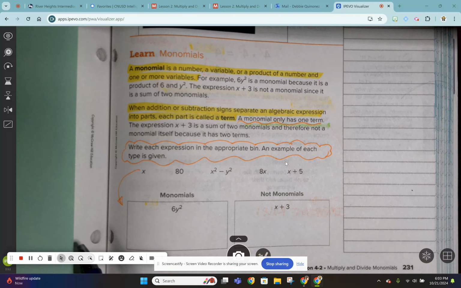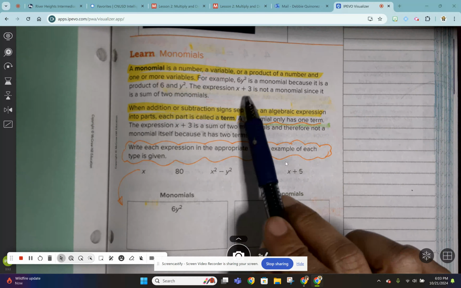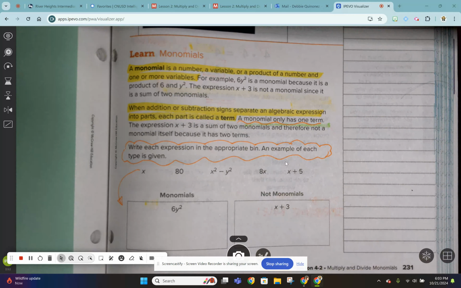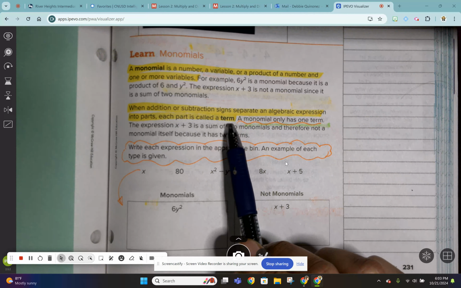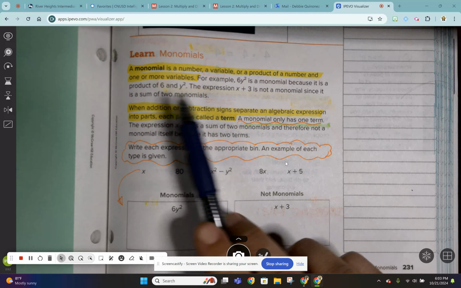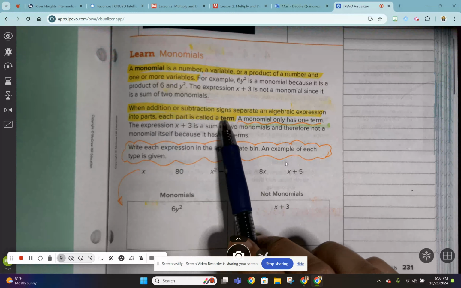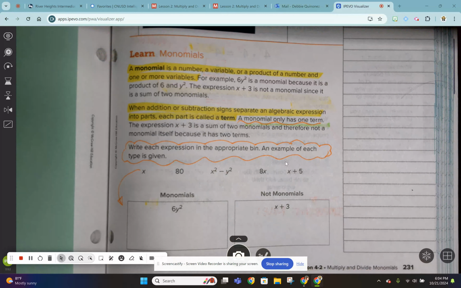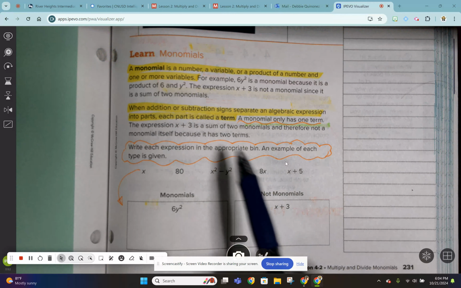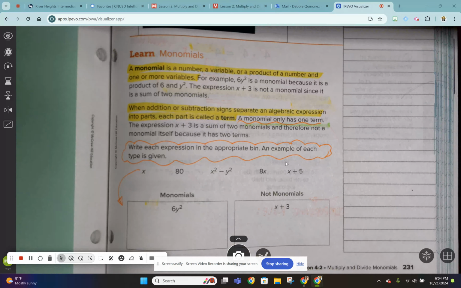Whenever you have addition or subtraction signs, like in this one above here, that separate an algebraic expression into parts, then each of those parts is called a term. Okay, so these are important words for us so far, monomial and term. We're going to use them. A monomial only has one term, so the expression x plus 3 that they showed us earlier is the sum of two monomials, therefore it cannot be a monomial by itself.